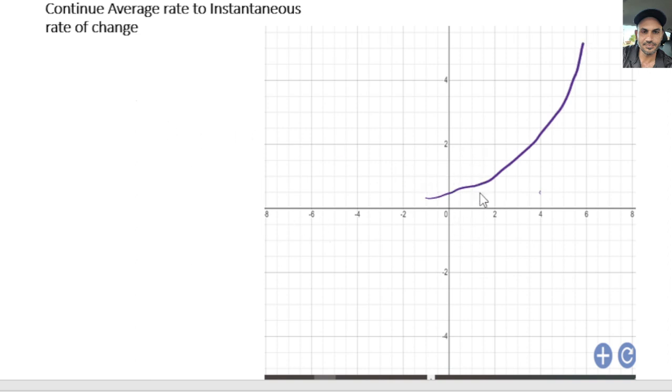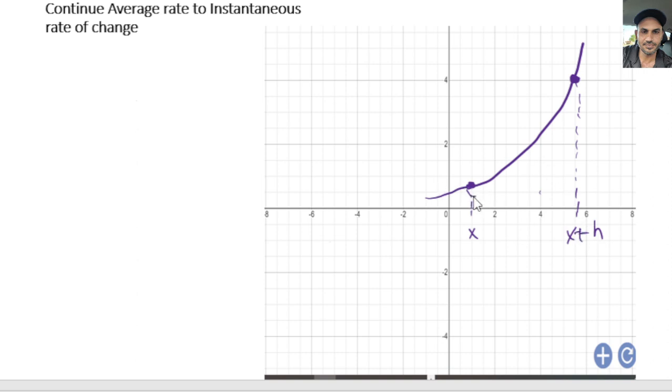All right. So we're going to mark 2 points. This is the first point. This is the second point. Okay. So here we go. This is our x, and this is our x plus h.